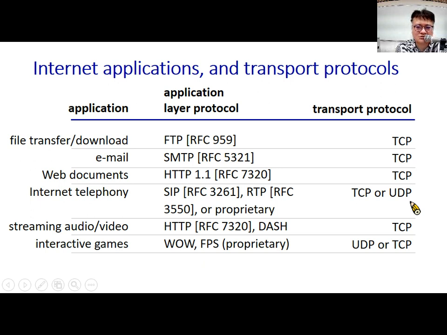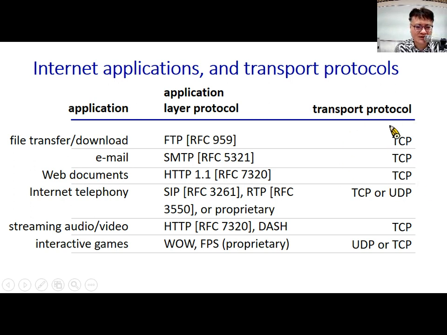So for Internet applications, you can see the transport protocols in this table. For example, at the application layer, the application is related to the transport protocol based on the application protocol. File transfer, download, email, and web documents use TCP, right? Because it's a reliable protocol. We check this data and want it to be correct, so it's a reliable protocol, TCP.